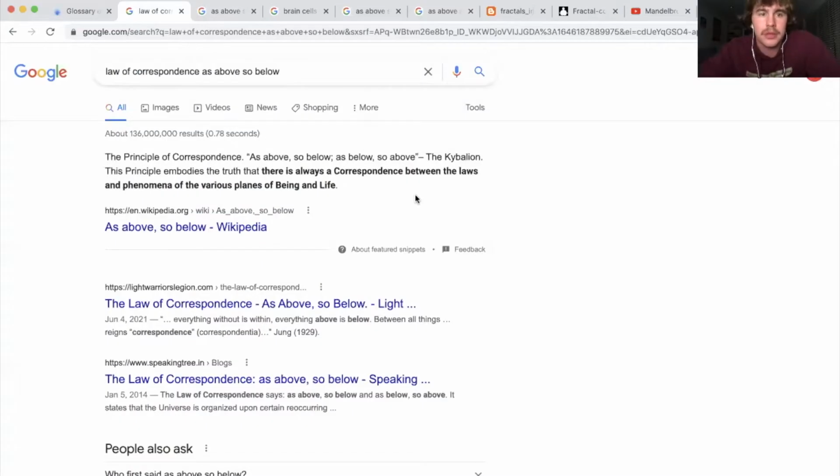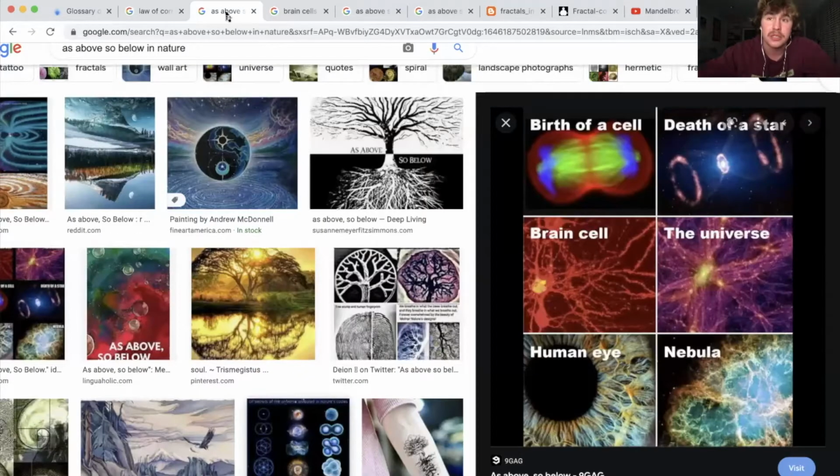So here we can start with the law of correspondence, the principle of correspondence: as above, so below; as below, so above. Everything is correspondence, right? Everything is balanced. As you are internally is how you'll be experiencing externally. The reality is what you make of it in your head.